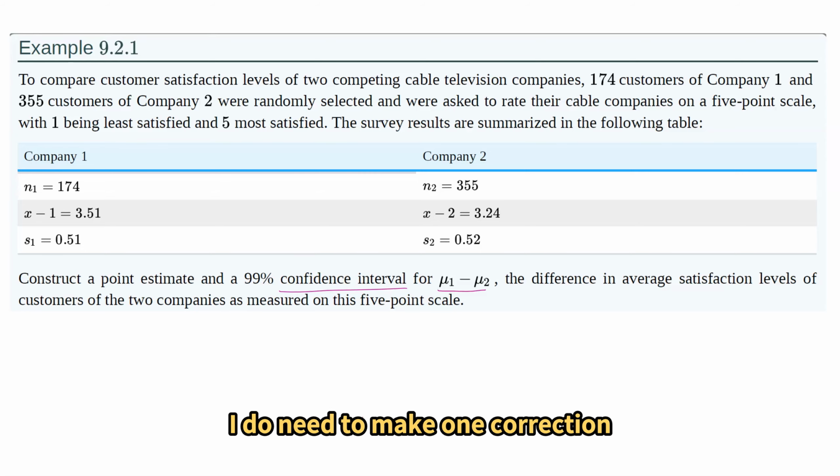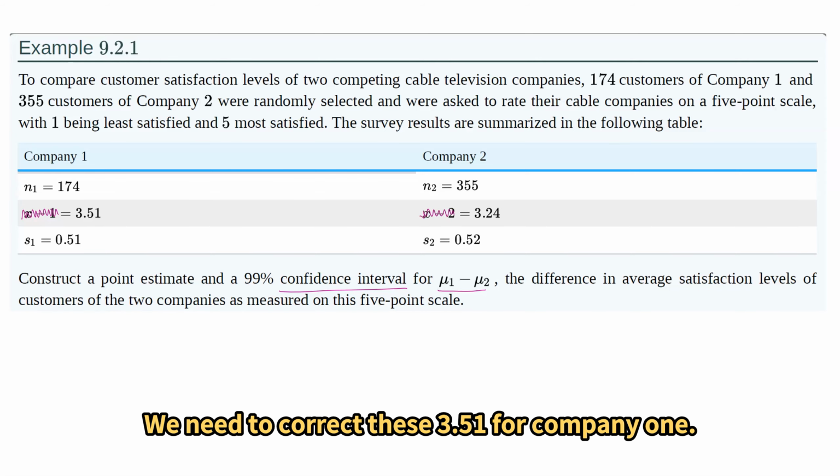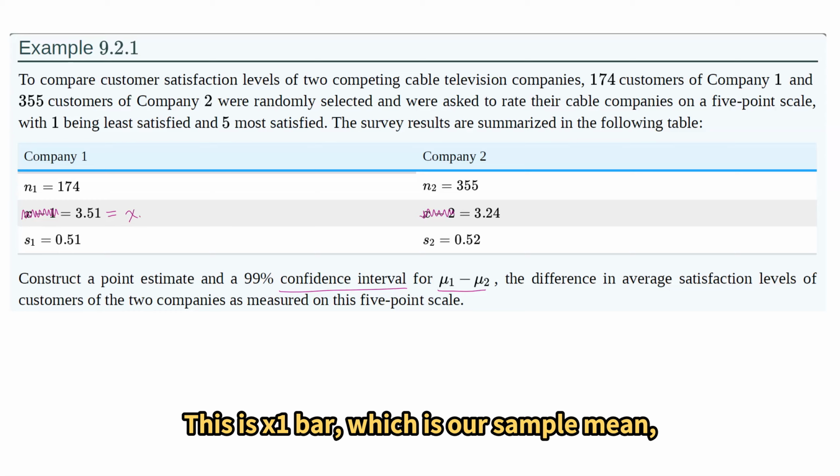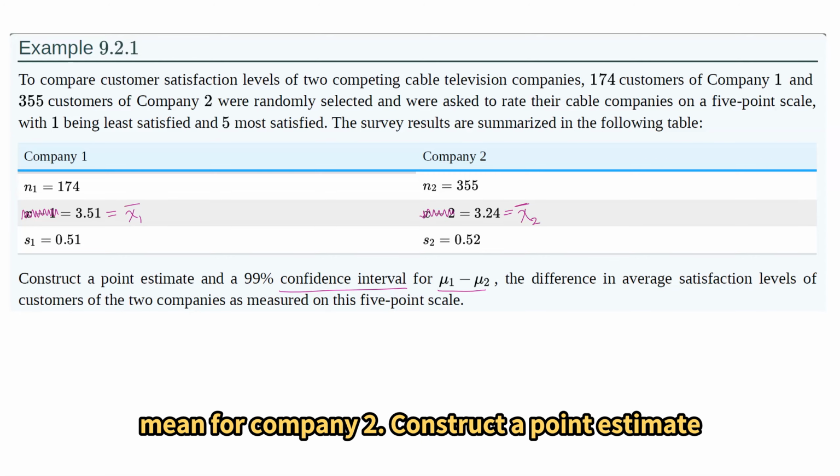I do need to make one correction to this. There was a typo. This is not x minus 1 and x minus 2. We need to correct these. 3.51 for Company 1. This is x1 bar, which is our sample mean. And for 3.24 for Company 2, this is x2 bar, our sample mean for Company 2.